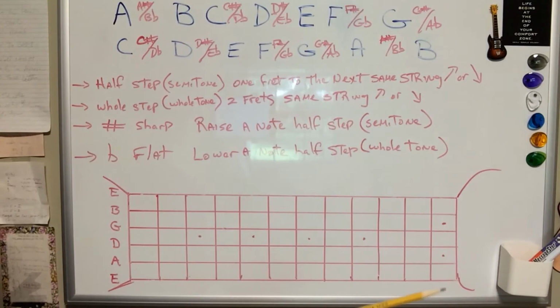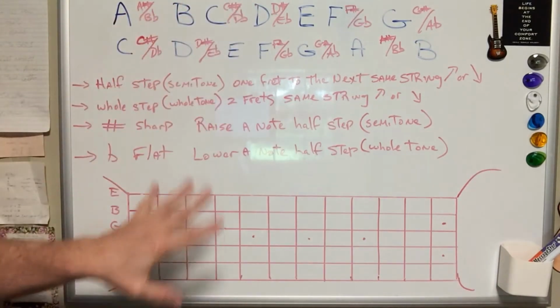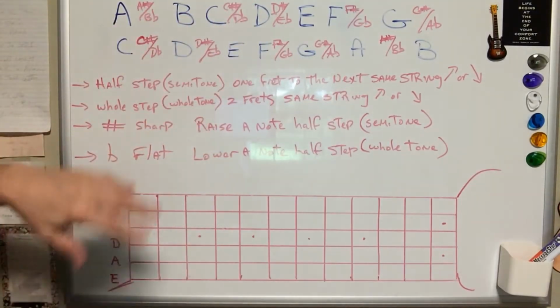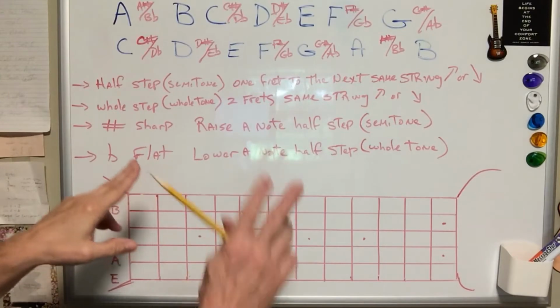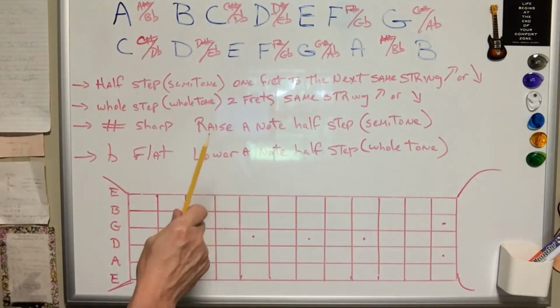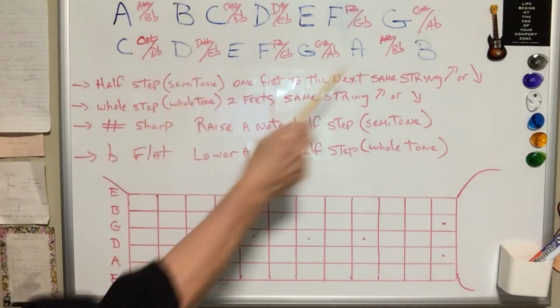If you look on a piano, the black keys are the sharps and flats, and the white keys are the regular letters A, B, C, D, E, F, G. You'll notice that between B and C, E and F, there's no black key. So let's look and see why I've written this like this.